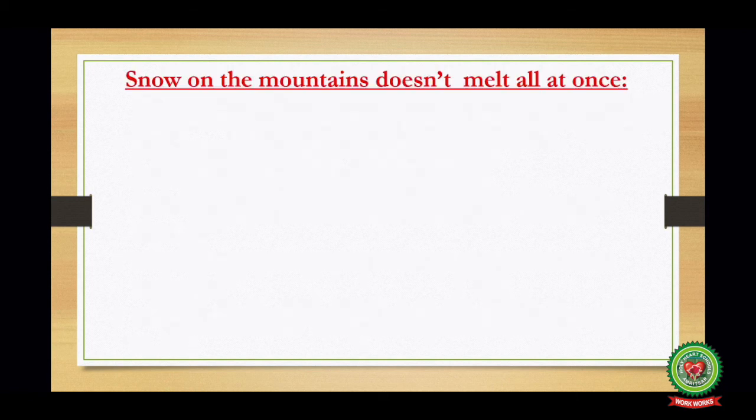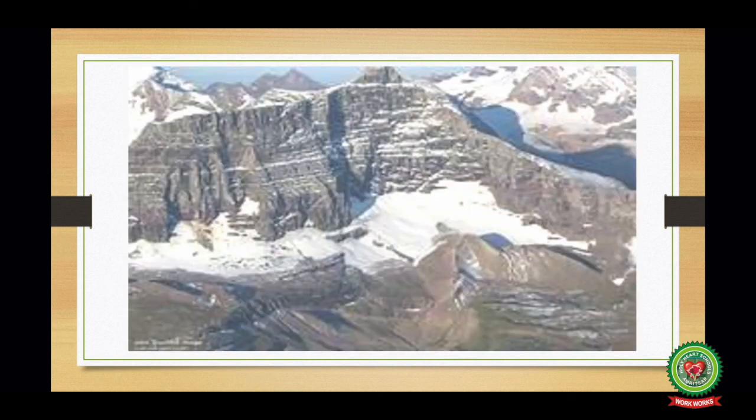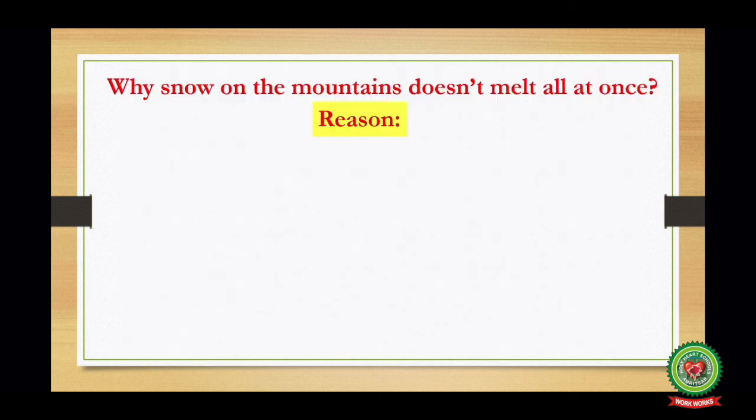Now let's proceed. Snow on the mountains does not melt all at once. Let's see a few pictures. Here we can see mountains which are not completely filled with snow. Here also we can see mountains, but they are not completely covered with snow. Now what is the reason that snow on the mountains does not melt all at once?